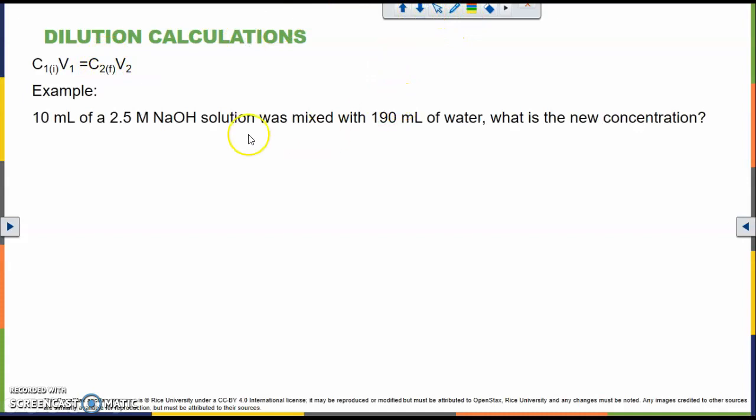So we might as well do an example here. 10.5 mils of a 2.5 molar solution was mixed with 190 mils of water. What is the new concentration? Right? So the first concentration is given to you, and what is being asked is the second concentration. What is the new? So we're being asked for V2, right? Well, I'm sorry, V2. That was a mistake. I didn't mean that, folks.